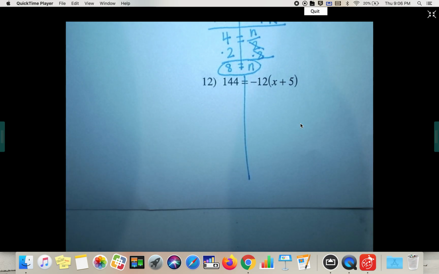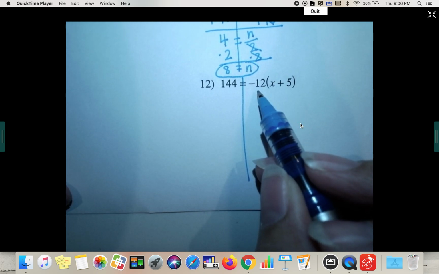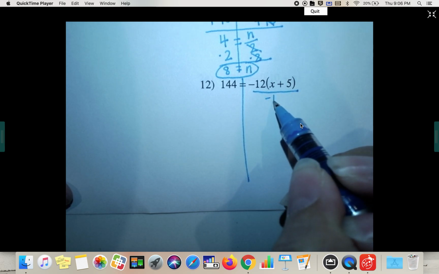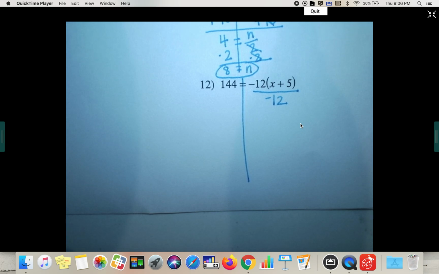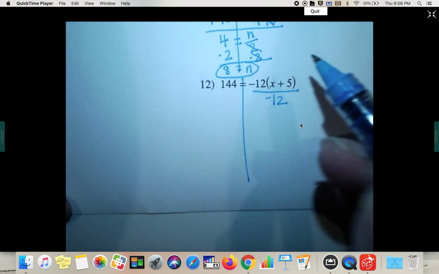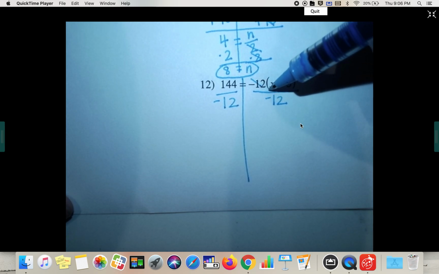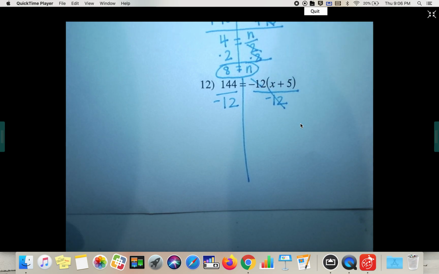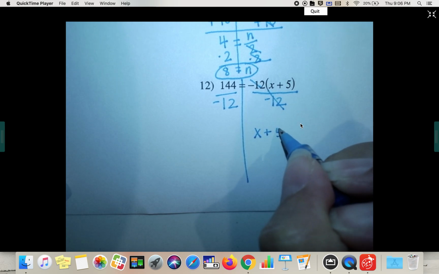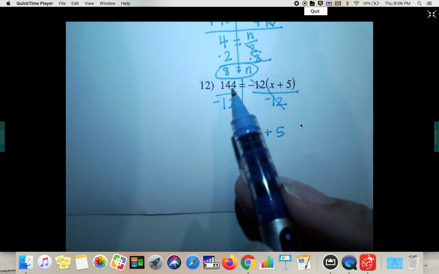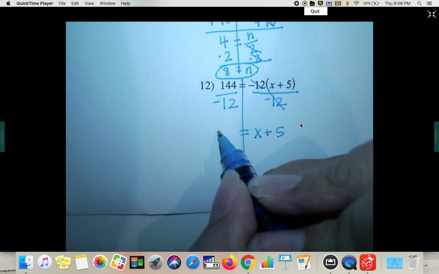So we could, you know what, let's do this one like that. Let's leave the group together, and it's being multiplied by negative 12. So let's do this one by dividing by negative 12 first. You could have distributed. I already did an example of that, and that's fine, but I'm going to do this one differently. Let's divide by that negative 12 on both sides. So on the right, this cancels. Multiplied by negative 12 divided by negative 12 are opposites, and it leaves x plus 5 all by itself. On the left, 144 divided by negative 12 is negative 12.